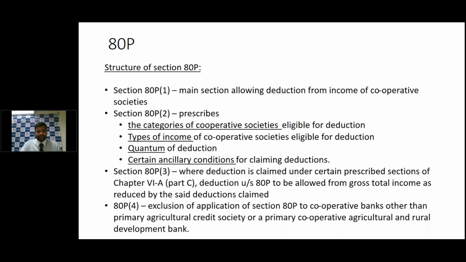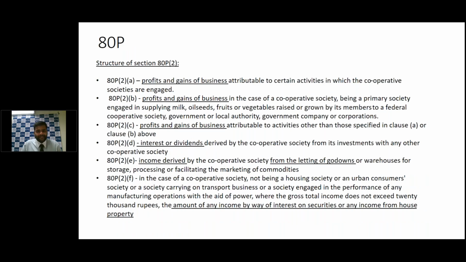With this background in mind, if we jump to the provisions of Section 80P2, which is the main machinery provision, and which prescribes various items of income in respect of which a cooperative society can claim deduction. There are 6 clauses of Section 80P2. Clause A says that profits and gains of business attributable to certain activities in which cooperative societies are engaged. And under 80P2A, there are 7 sub-clauses which we will deal with in the later part of this talk, wherein the profits and gains of business attributable to those activities are allowed as deduction while computing the total income of the society.